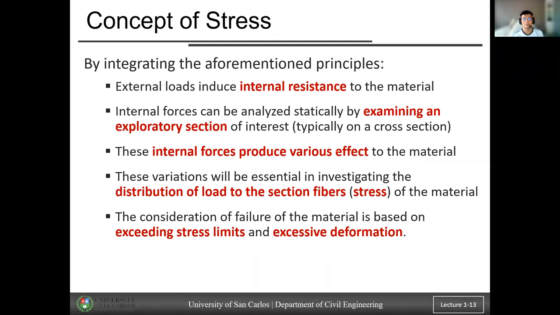Okay, so by integrating the different principles mentioned earlier, the external loads coming from statics of rigid bodies, we can now induce or have an internal resistance.